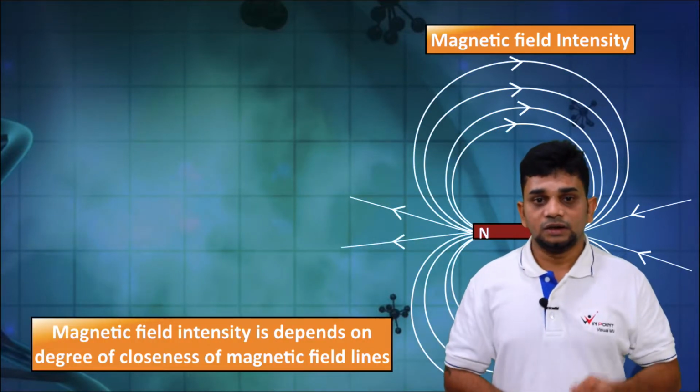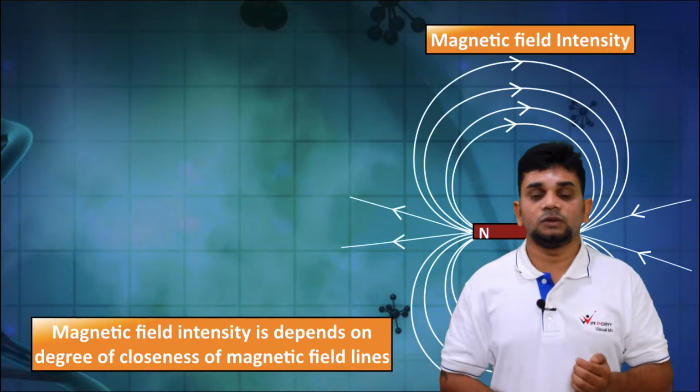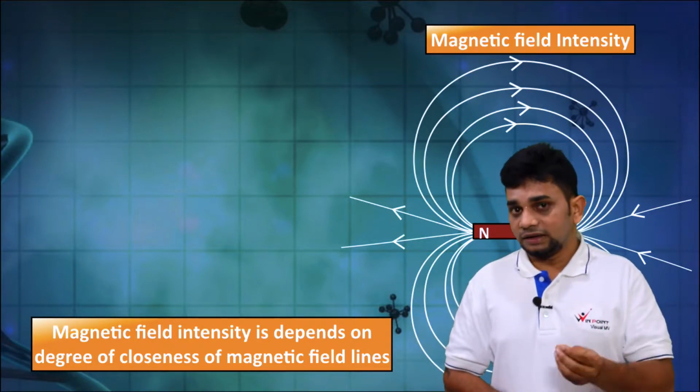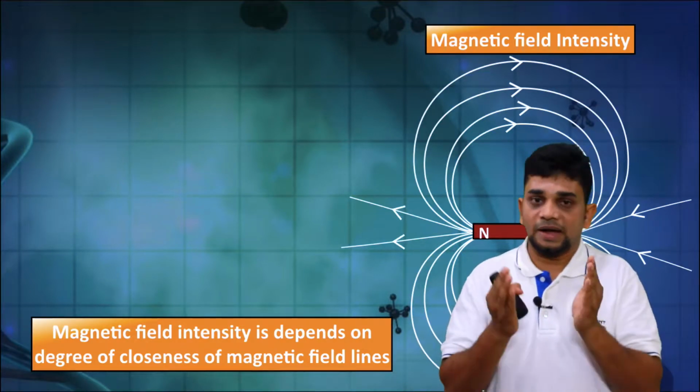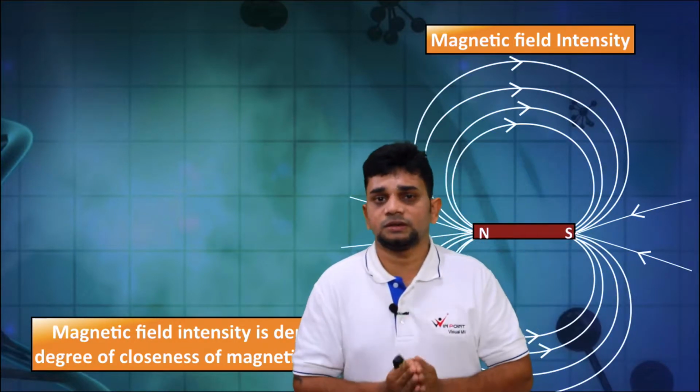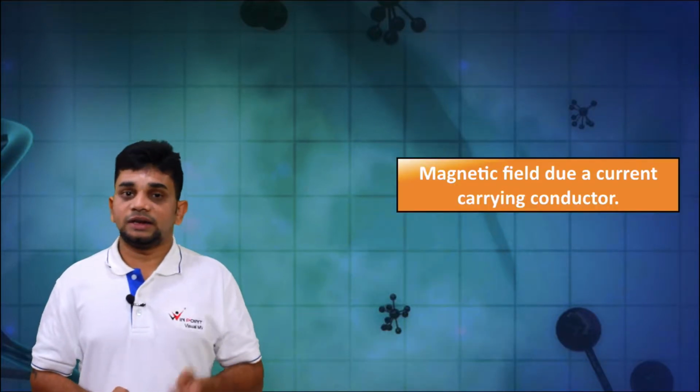So we can write that magnetic field intensity depends on the degree of closeness of the magnetic field lines. How close are the magnetic field lines? If the magnetic field lines are very close to each other, the intensity will be more. Magnetic field due to a current carrying conductor.